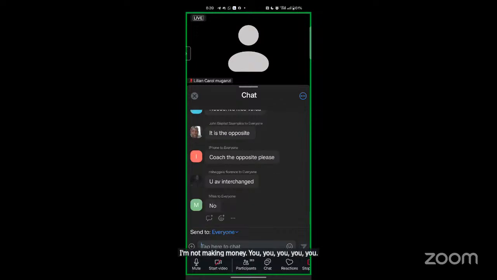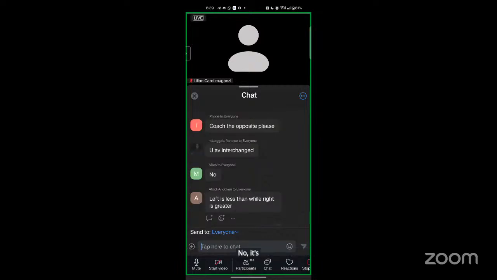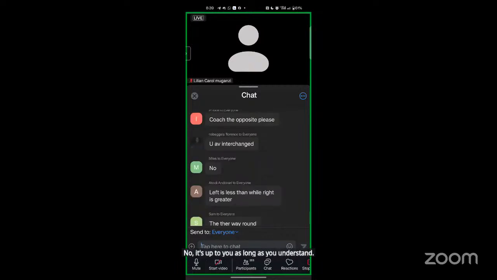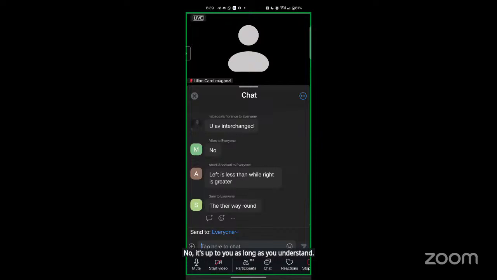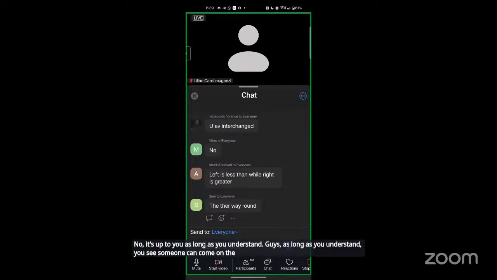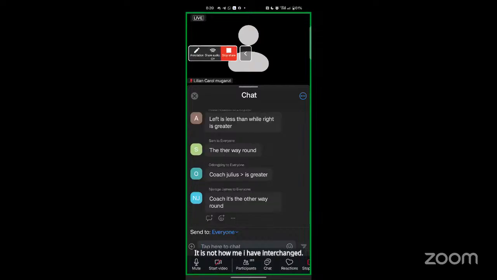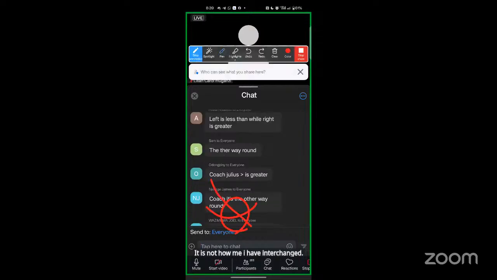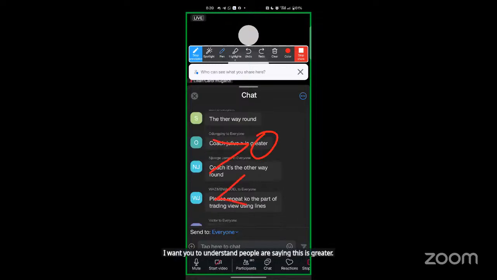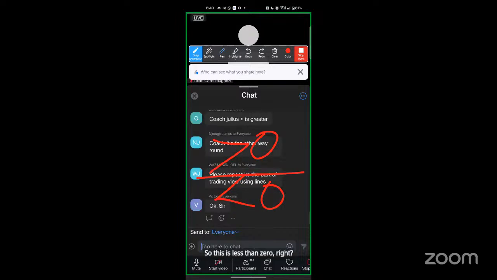It's up to you, as long as you understand. Someone can come on the call and die on something, but my role is just to help you understand. People are saying this is greater than zero, so this is less than zero, right? I just want you to understand.